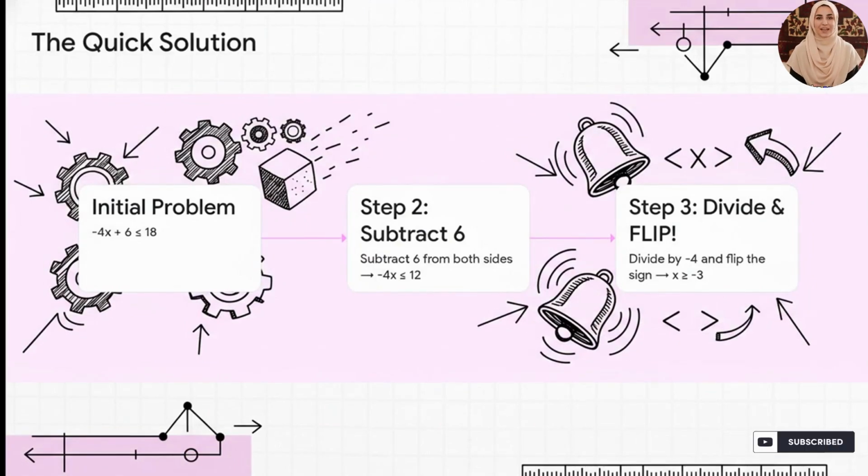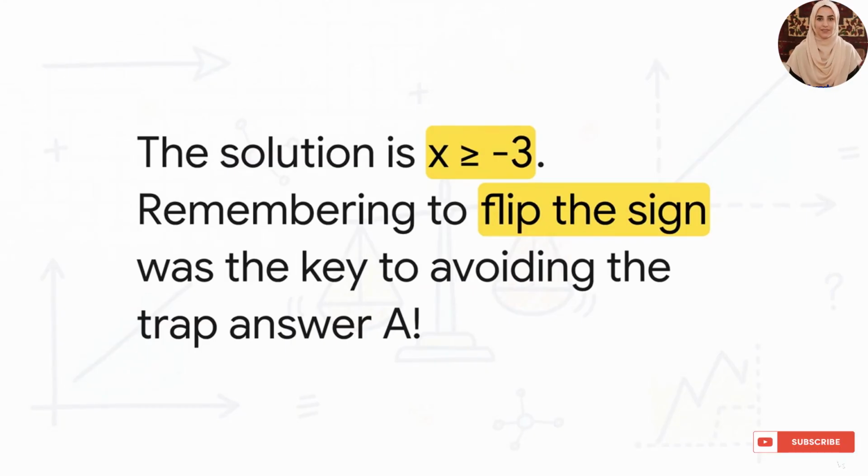First step, subtract 6 from both sides. That gives us -4x is less than or equal to 12. And now, ding, ding, ding, that little alarm bell should be ringing. We're about to divide by -4. So we isolate x and we flip that sign from less than or equal to greater than or equal to. Which means the correct answer is B. See how that works? Just by remembering to flip that sign, you avoided the trap answer, which was A, and you locked in that point. That is the difference maker on test day.